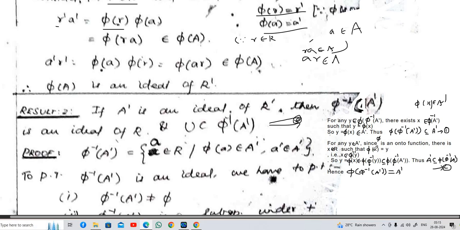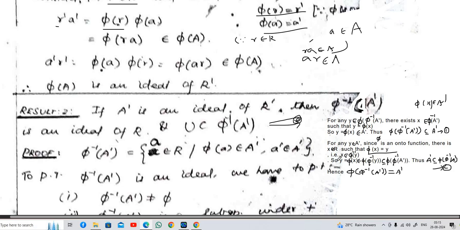For y in R prime, there exists an x in R because phi is onto, and that y is considered as a member of A prime. So phi of x is equal to y. This implies that x belongs to phi inverse of y. So we have taken y to be phi of x, but where is our x? It is in phi inverse of y. So this phi of x will be present in phi of phi inverse of y, but that is contained in phi of phi inverse of A prime.